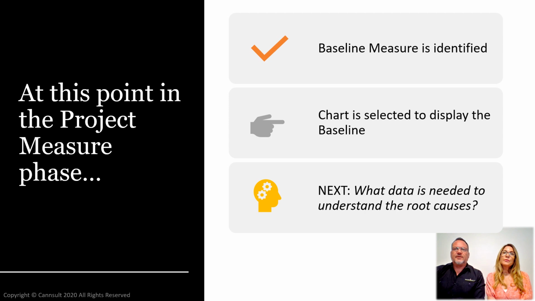At this point in the measure phase, the baseline measure or measures have been identified and the team has selected the charts that they will use to display the data. The next step in this phase is to determine what data do we need to collect to analyze the root cause. In the measure phase, we plan our data collection needs, and in the analyze phase, we analyze the data that we collected. Pause this video again for a quick quiz on your baseline measures.